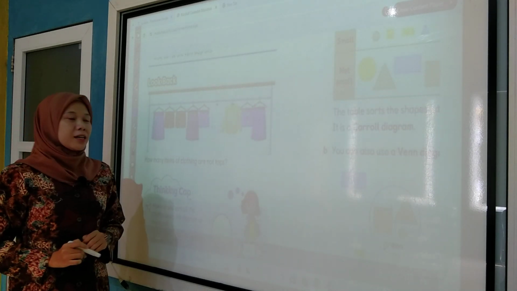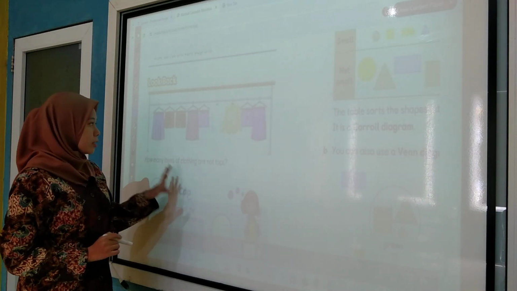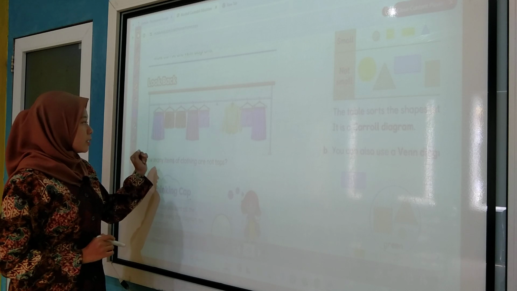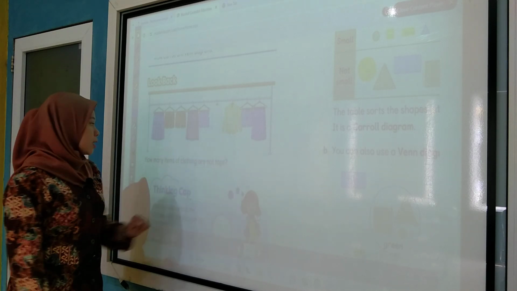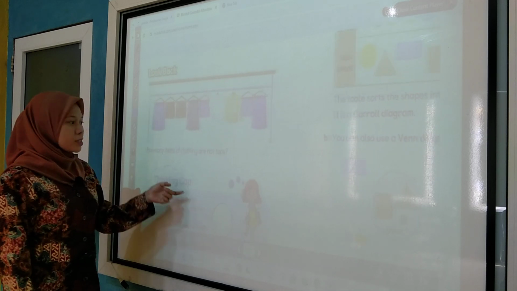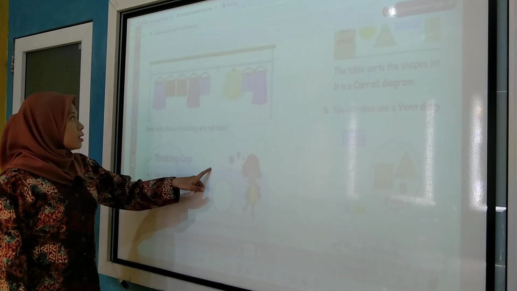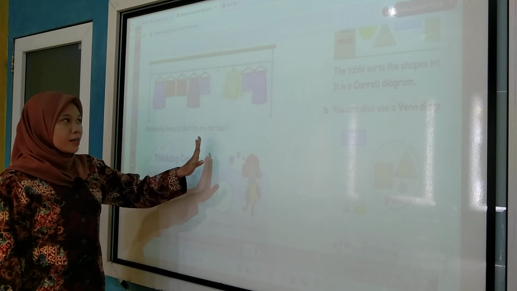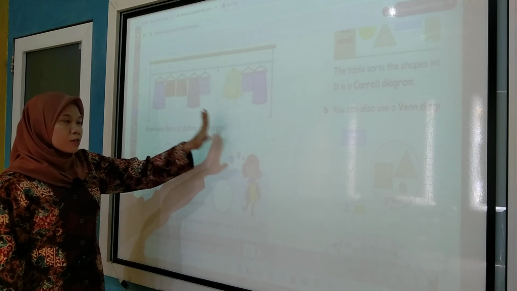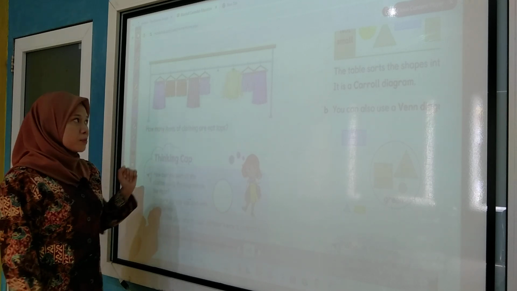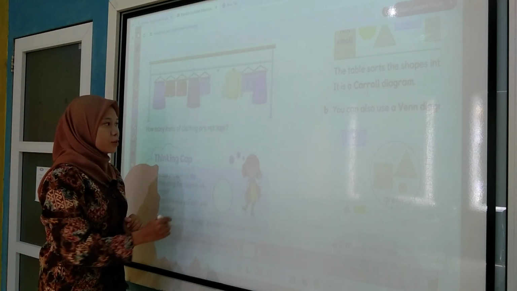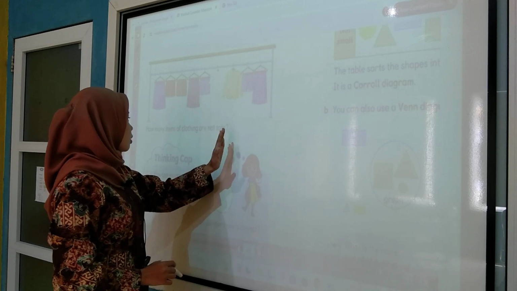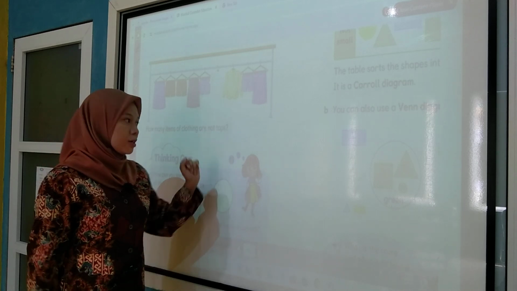Okay, students, there are some clothes here. There are skirts, there are pants, and there are shirts. How many items of clothing are not tops? As we can see here, shirts are tops, so the rest of the clothes are not tops. So how many? 1, 2, 3, 4, 5, 6, 7. So there are seven items of clothing that are not tops.